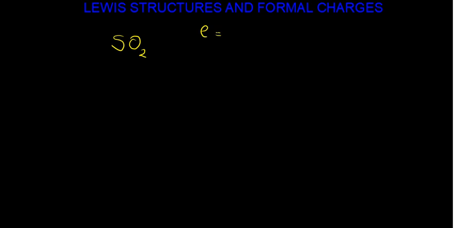Sulfur is in group 6, just like oxygen. It has got 6 electrons in the outermost shell. Then we've got 2 oxygens, each with 6 electrons in the outermost shell. That will be 12 plus 6, that is 18. Now this is an even number of electrons, so we don't need to worry about formal charge. Of course, we can calculate the formal charge.